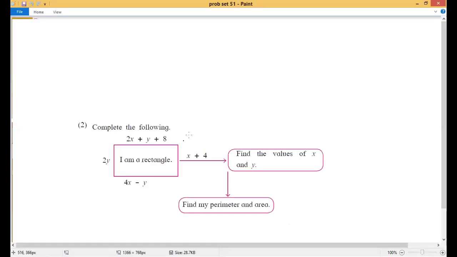In question 2, you can see we have to complete the following. There is a rectangle having sides 2x plus y plus 8 and 4x minus y. These are the lengths, and the breadths are 2y and x plus 4. Then we have to find the values of x and y and find the perimeter and area. Now using this information, we are going to solve the problem.